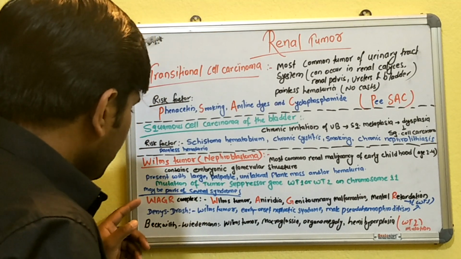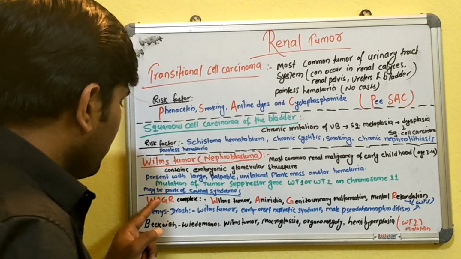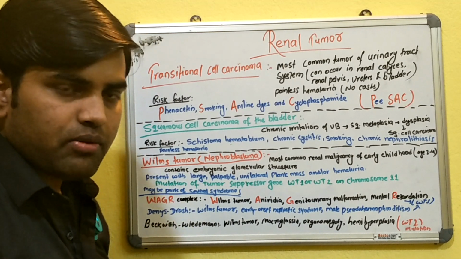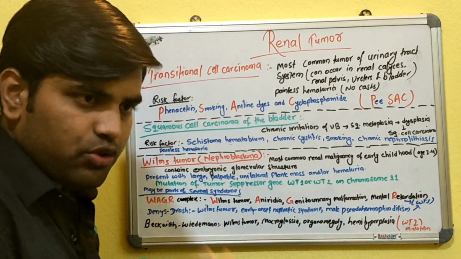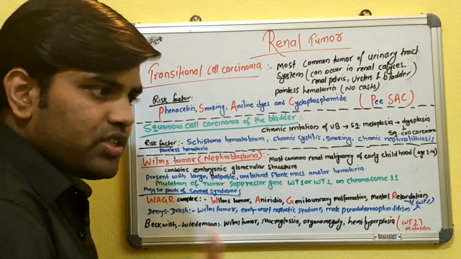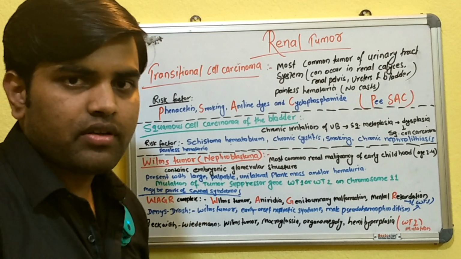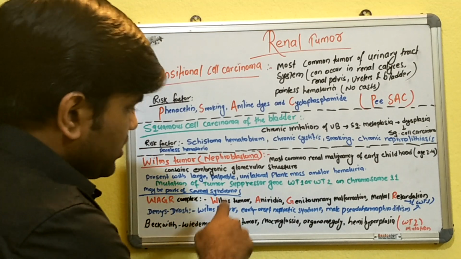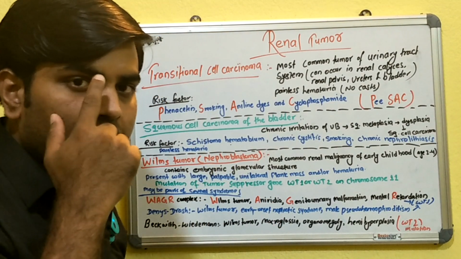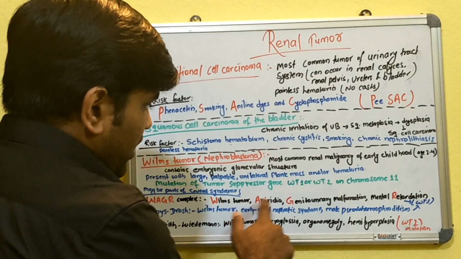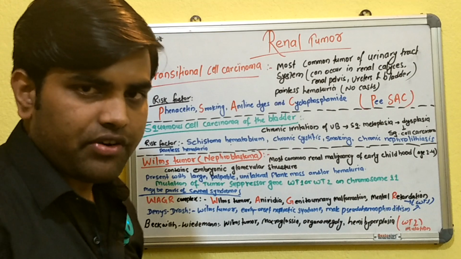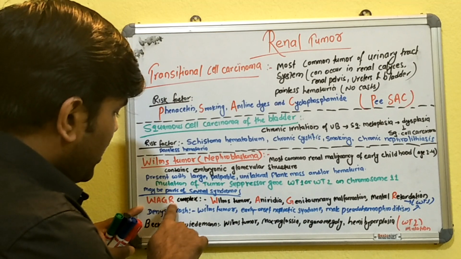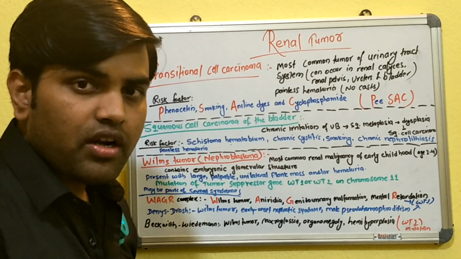The first syndrome is WAGR, the WAGR complex. All three contain Wilms tumor, but there will be other associated findings, and according to those findings we have to decide which syndrome it belongs to. That is important. So WAGR complex: Wilms tumor, aniridia, which means absence of the iris, genitourinary malformation, and mental retardation. W for Wilms, A for aniridia, G for genitourinary malformation, and R for mental retardation, and that is due to mutation of WT1.